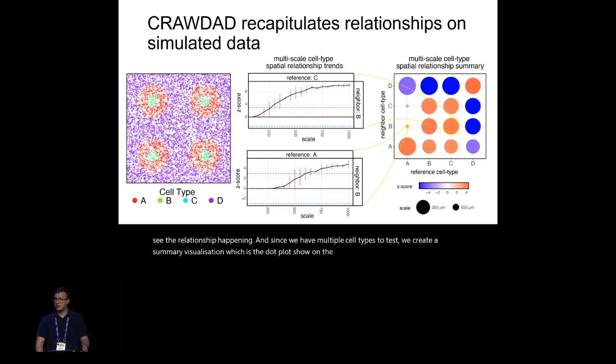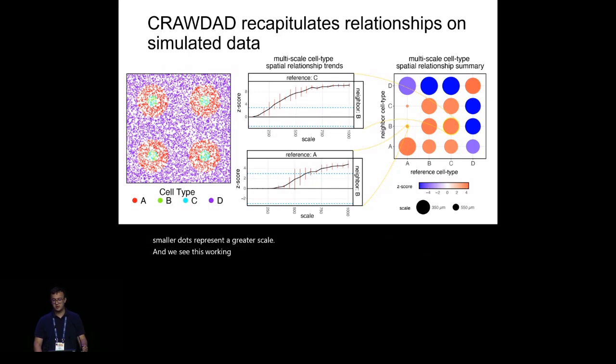The color represents the z-score value, so red is a positive z-score, blue is a negative z-score. Red means a colocalization, blue means a separation of these two cell types, and the size of the dot represents the scale this relationship is happening. So bigger dots represent a finer scale, smaller dots represent a greater scale. And we see this working on simulated data, but what matters is real data.